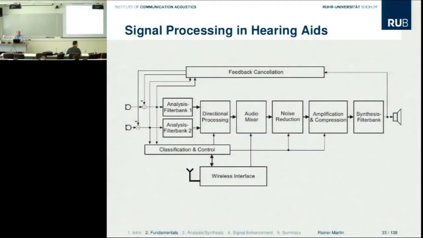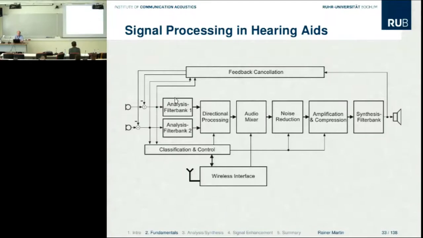Okay, so let's continue. And the next slide I have depicted a typical block diagram of signal processing functions in hearing aids. So typically you have two microphones. These are omnidirectional microphones because this allows you also to combine them into a directional microphone. And how this is done, I will show you a bit later. Then you have here the feedback cancellation that we talked about already.